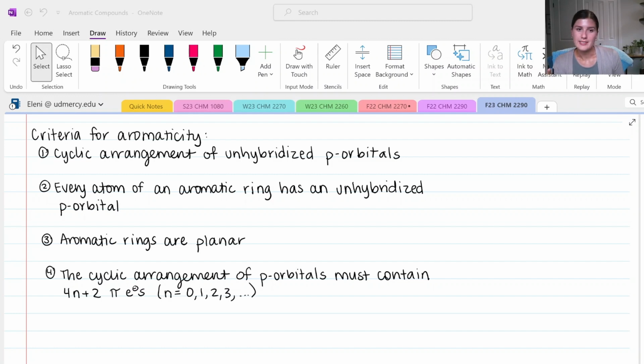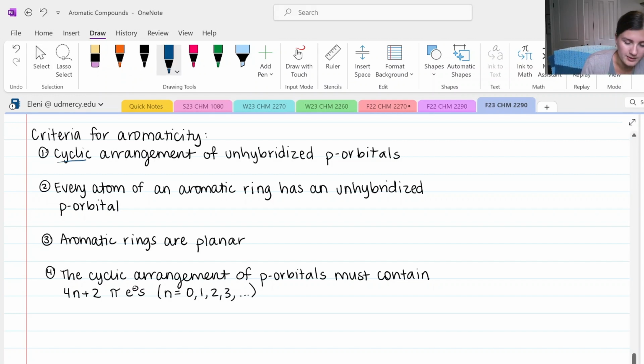The first criteria, now this list you should write down in your notes because you'll use these in class. But the first criteria is to have a cyclic arrangement of unhybridized p orbitals. So this tells us that we must have a cyclic compound.